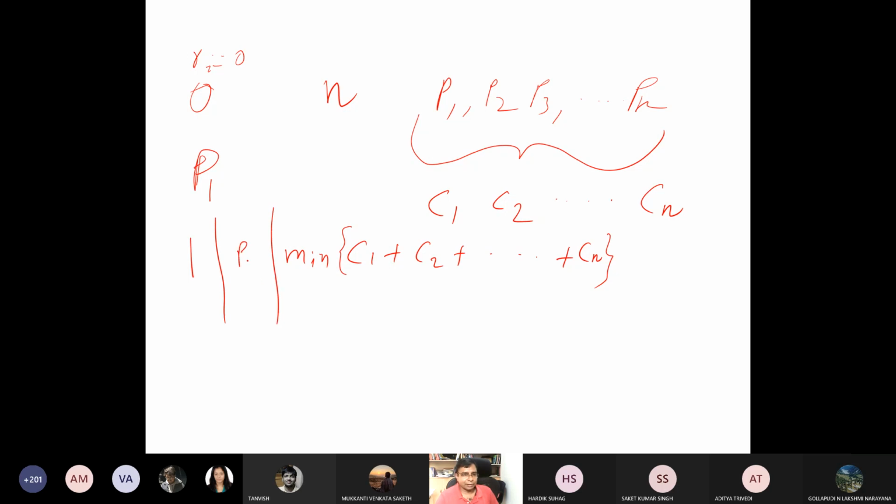Independent tasks. This is independent Pi, and all arrived at time 0, and no preemptions. Preemption is not allowed. So the machine environment is 1. This is the task environment, and this is what we want to optimize: minimize C1 plus C2 plus Cn. Okay, this is minimize the summation of Ci. Is this fine?